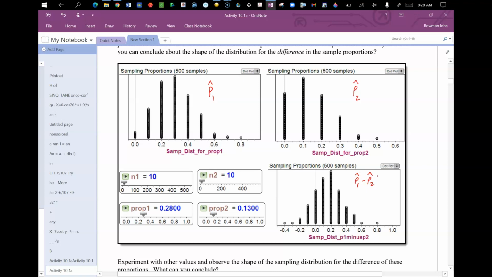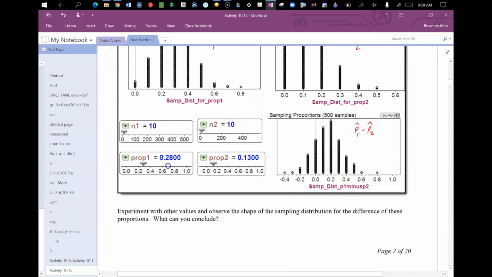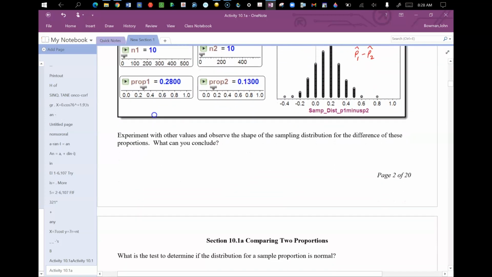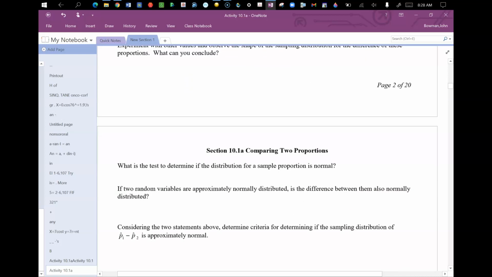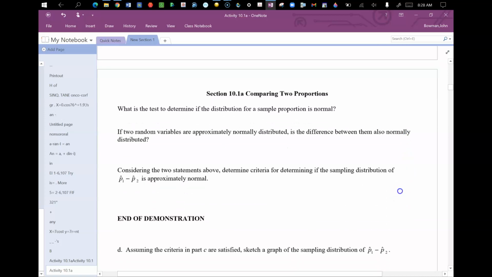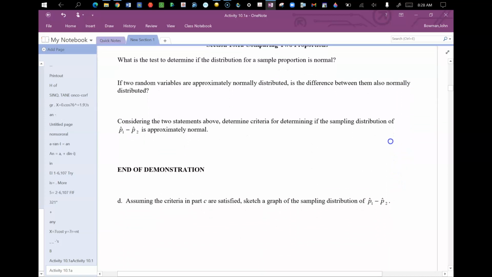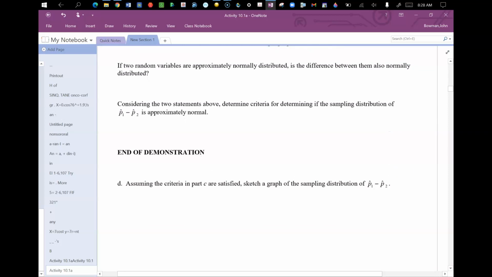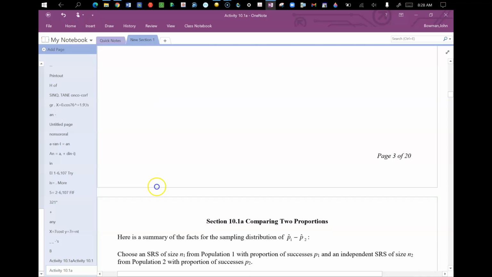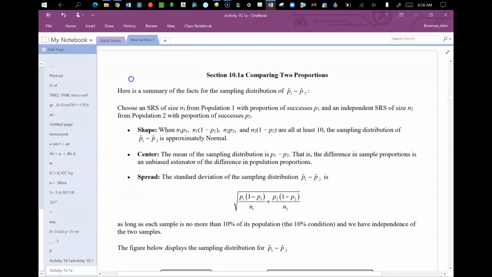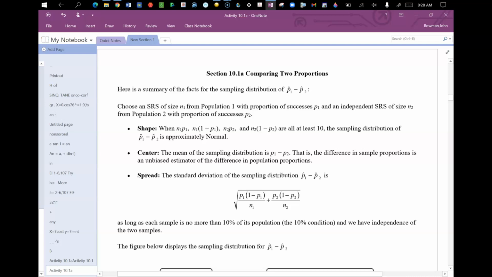Well, how do we check for normality of the individual sampling distributions? We use the large counts condition, and the large counts condition comes down to checking n1 times p1, n1 times 1 minus p1, n2 times p2, and n2 times 1 minus p2. If those are all at least 10, then both of those individual sampling distributions will be approximately normal, in which case the sampling distribution of the differences will be approximately normal.